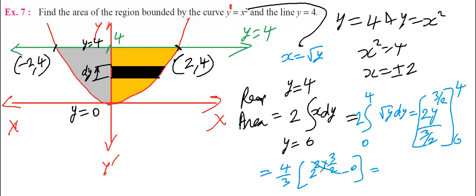This 2 cancels. I will get 2 cube, which is 8. So 4 into 8 divided by 3. What is 4 into 8? 32. So 32 divided by 3 square units is the required answer. Clear? Example.